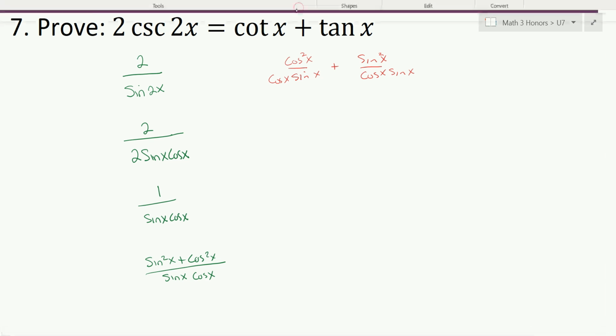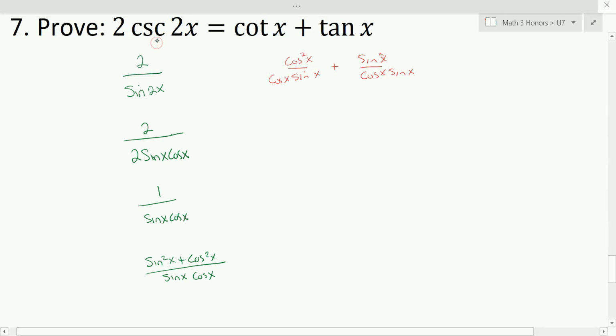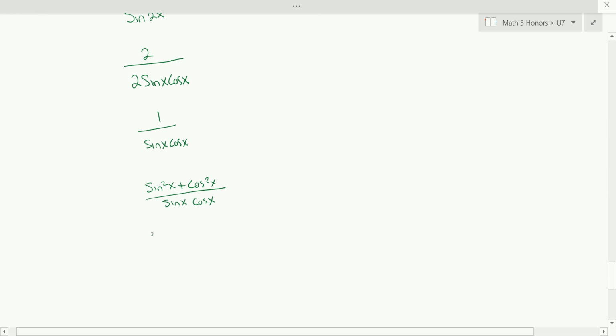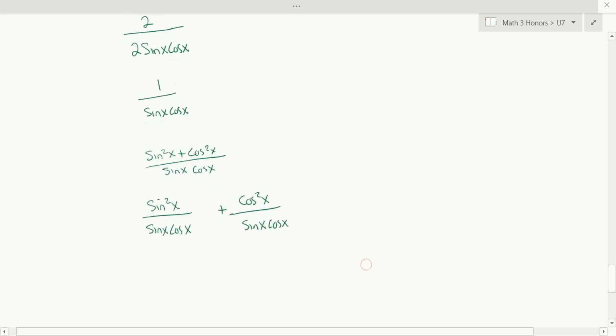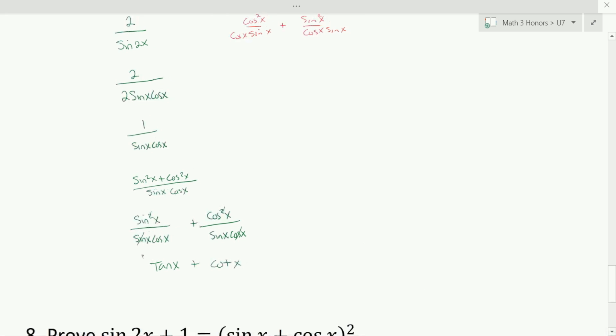And then after this, you guys see how to finish it? Split it into 2 fractions. First fraction is sine squared x over sine x cosine x. And the second fraction is going to be cosine squared x over sine x cosine x. And then reduce both of those fractions. And sine over cosine is tangent. And cosine over sine is cotangent. And that is good enough for finishing that one.